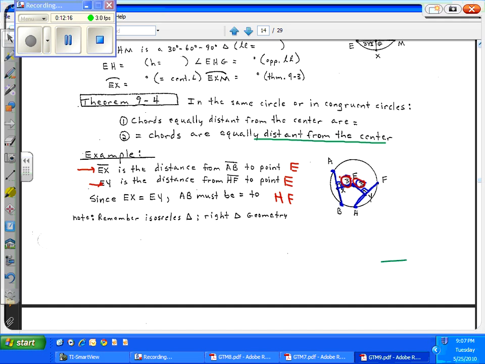Now, once we get those right angles, we've got to think about right triangle geometry, isosceles triangle theorem because of equal radii. But when we get the right angle, we start thinking Pythagorean theorem, special right triangle rules, sine, cosine, tangent. Okay?